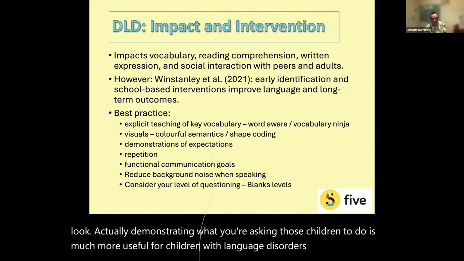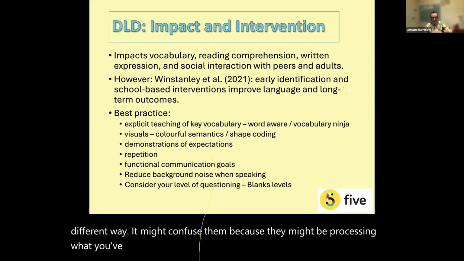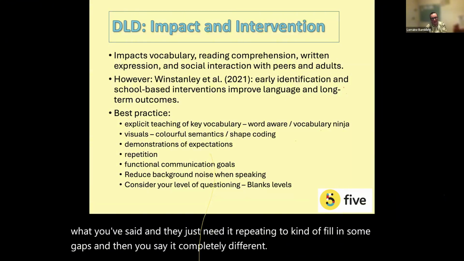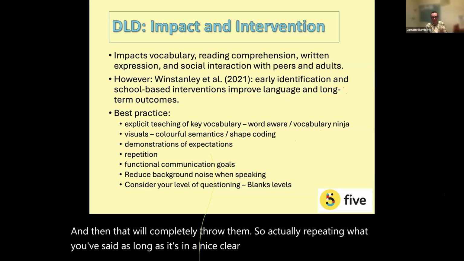Repetition, repetition, repetition. As you know, say it again the same way. Because sometimes what we think we're doing is, right, I'm going to say it in a different way. It might confuse them, because they might be processing what you've said and they just need it repeating to fill in some gaps. And then you say it completely differently, and that'll completely throw them. So actually repeating what you said, as long as it's in a nice, clear way, can be the best thing to do.